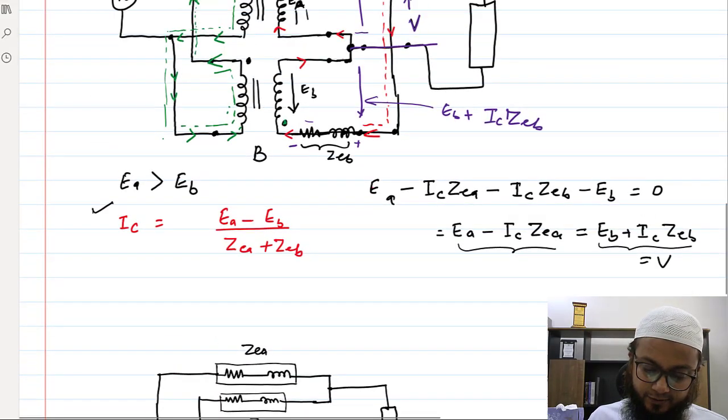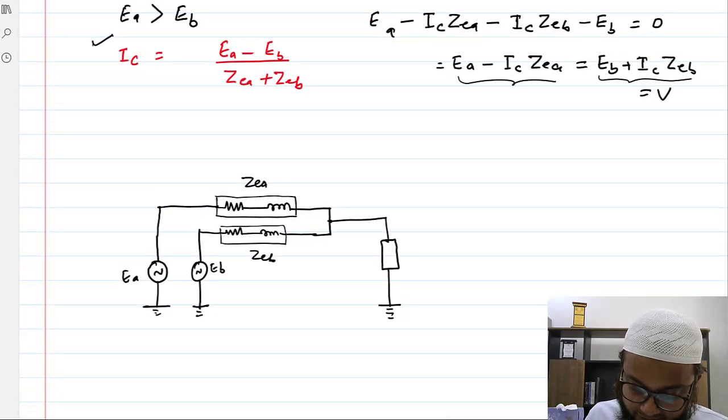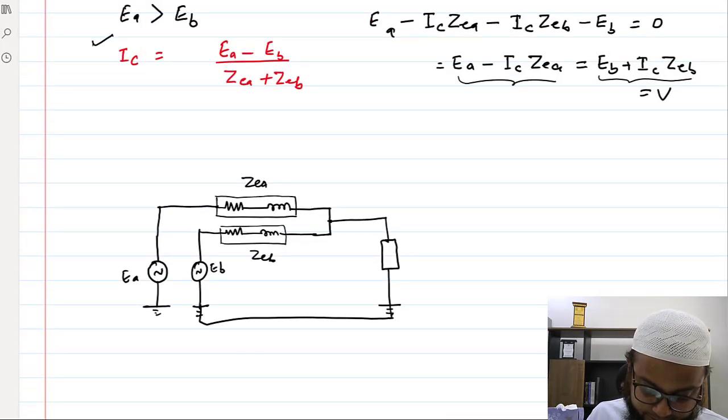So you can see here, this is the common point, right, which is where the load is also connected. So let's say if I mark it point O, so this O is actually connected with these common points, right? So you can think of that this is connected here.